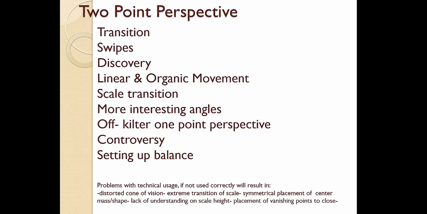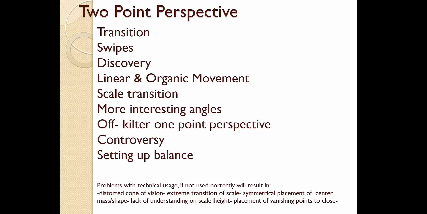Problems with the technical usage, if not used correctly, will result in a distorted cone of vision, okay? So if you're doing a drawing and you don't know what you're doing with perspective and you place your camera frame in the wrong place, and one or both vanishing points are too close to your frame, like I mentioned in last class, you will have a distorted composition, which basically means your subject matter is too large inside your grid plane, okay? All right, so that's what causes that distorted cone of vision.